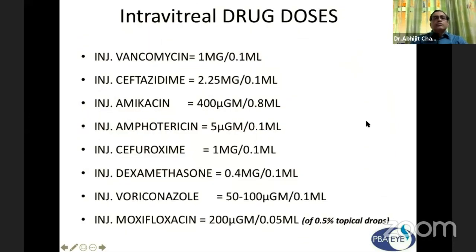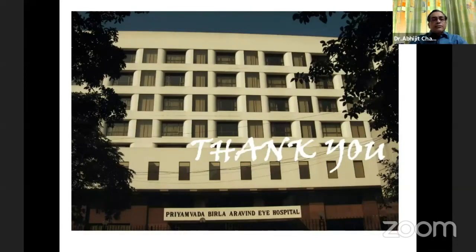So these are the doses of the injections which we usually use. Vancomycin and ceftazidime are the standard we use till the culture report comes. Amikacin is rarely used nowadays. We use amphotericin and voriconazole in case of fungus. Then we also use moxifloxacin and cefuroxime, and of course injection dexamethasone. Those are the doses. Thank you for your patience.